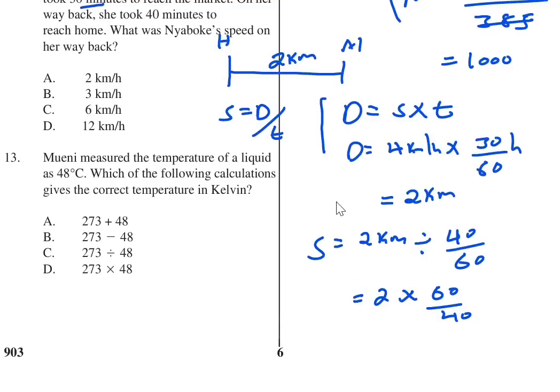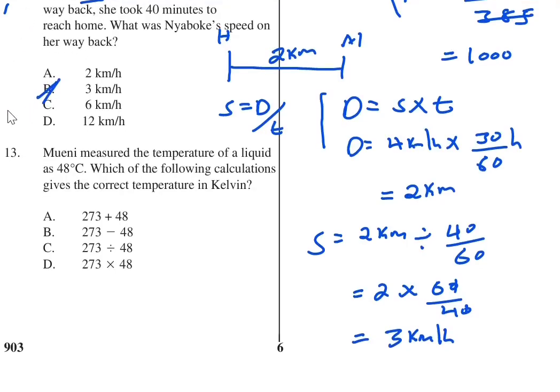The answer is, we want what? 40 over 60. If you multiply this, you'll see that 2 times 6 over 4, the answer is 3. So it is 3 kilometers per hour. So her speed is 3 kilometers per hour. And therefore, from the options, the answer is B.